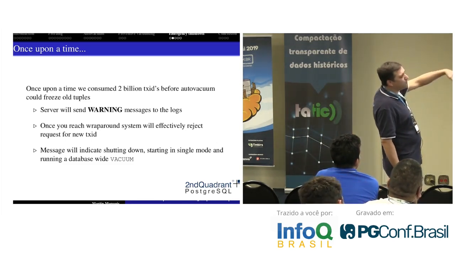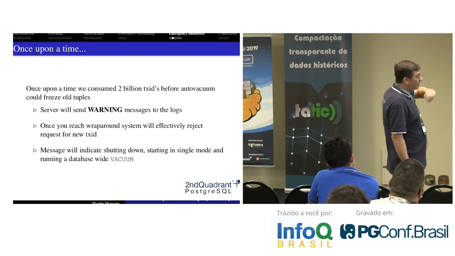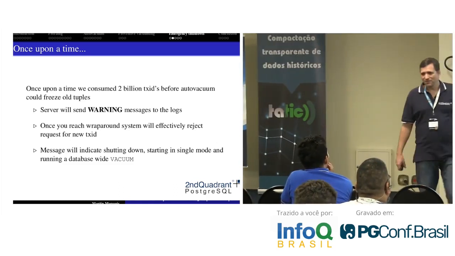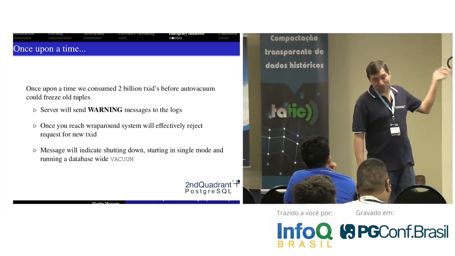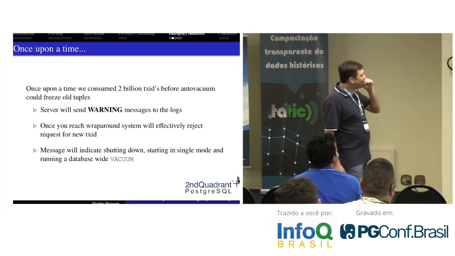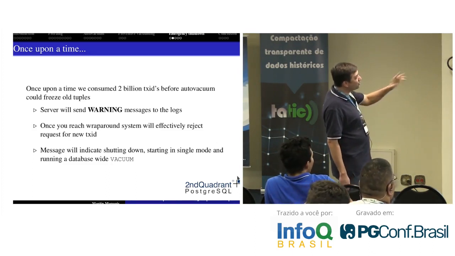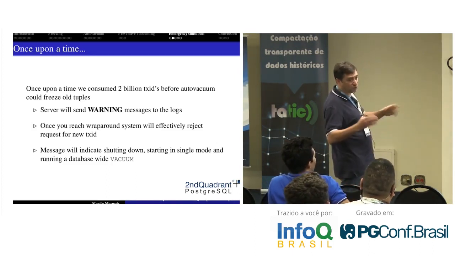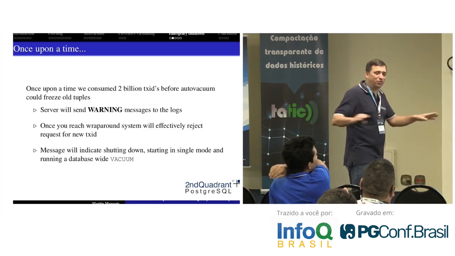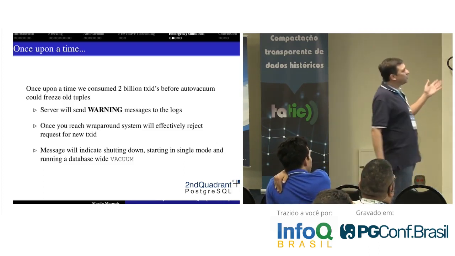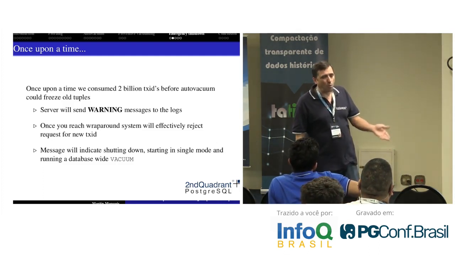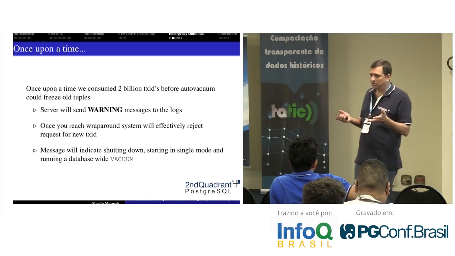So whenever you're 200 million transactions to wraparound, you're going to start seeing these warning messages in your logs. It means that the sysadmin was not looking at the logs. Shame on him. And once you reach the wraparound of the system, which is not the actual wraparound, but just close enough that you shouldn't be doing anything there, well, Postgres is just going to refuse to give you any new transaction ID.